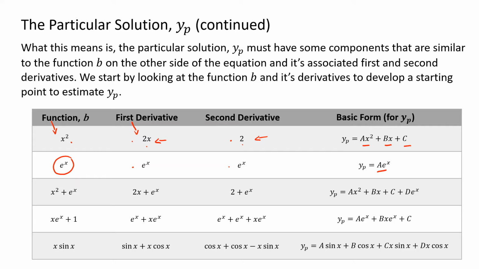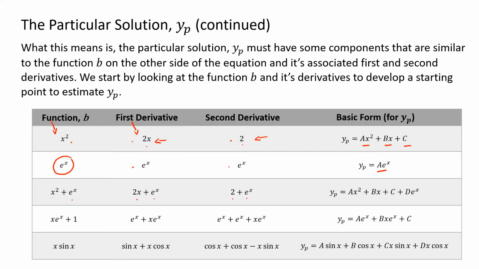So the derivative of that is just the derivative of each of these individually, which is 2x plus e to the x. The second derivative is 2 plus e to the x. Again, the derivative of e to the x is always e to the x.